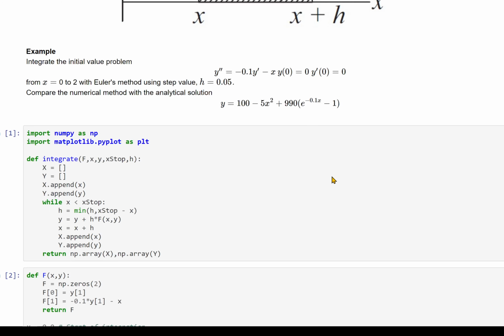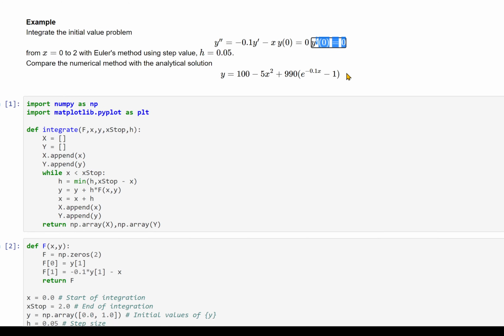Now let's try an example to further understand this. So integrate the initial value problem. So you have this. Sorry, I think there is an error here. So this should be here. The problem is y double prime minus 0.1 y prime minus x, with the initial values y of 0 and then y prime of 0 equals 0.